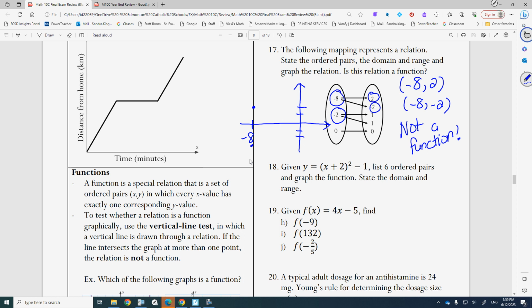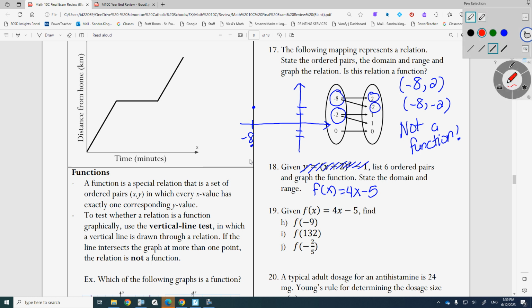Okay, let's do number 18, but let's actually change it to a linear function. In our course, we did line graphs, which were linear. So let's cross that out, and I'm just going to change it to the same one as in 19. Write down f of x is equal to 4x minus 5. We're going to review how to punch this in our calculators. This is going to give us a line graph or a linear function because the degree is 1. Remember, all line graphs have a degree of 1.